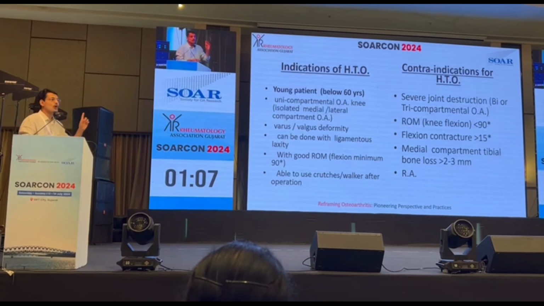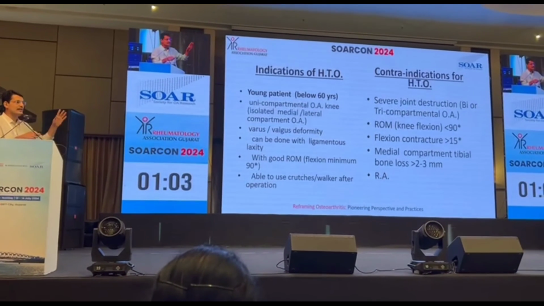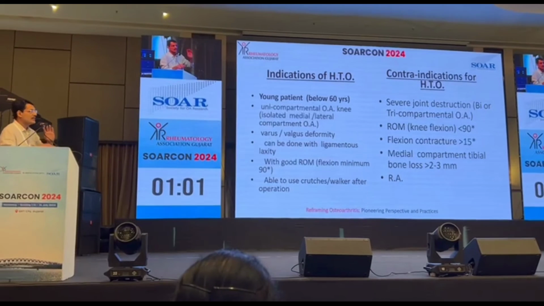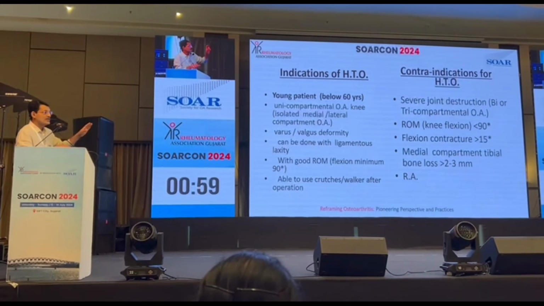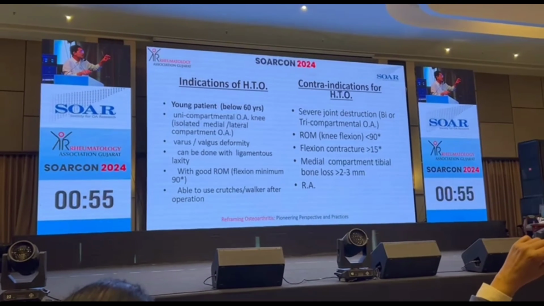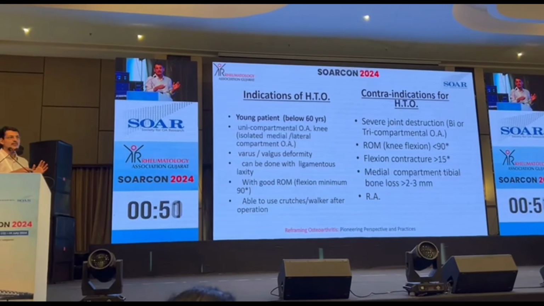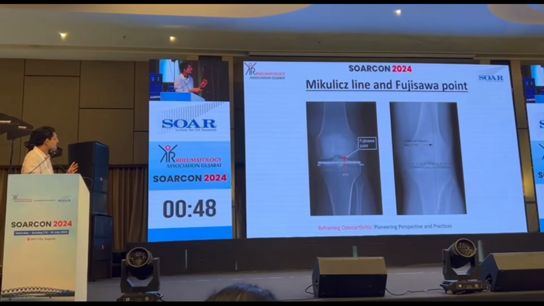When osteotomy should not be done is when you have pan-compartmental arthritis, where medial, lateral, patellar, everything is involved. Then you should not do an osteotomy. It is also not done if there is a fixed flexion deformity or a large bone loss, and specifically in rheumatoid arthritis, osteotomy is a contraindication. If there is a rheumatoid patient, you should not do an osteotomy.